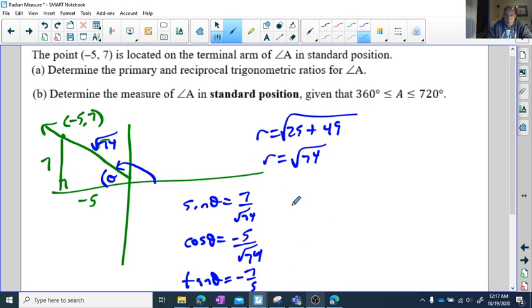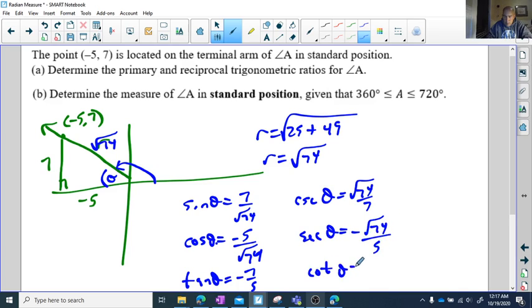And then your reciprocals, so the reciprocal of sine is cosecant. Just flip the ratio, root 74 over 7. Reciprocal of cosine is secant, flip the ratio, negative root 74 over 5. And cotangent, flip the ratio, negative 5 over 7.